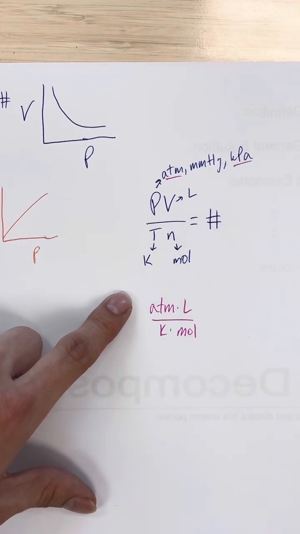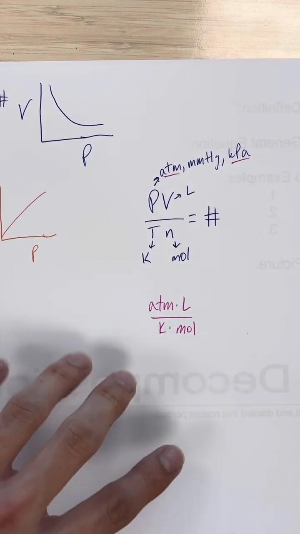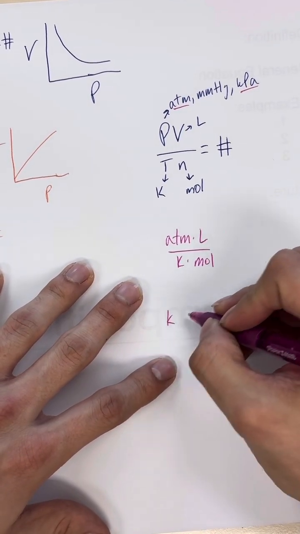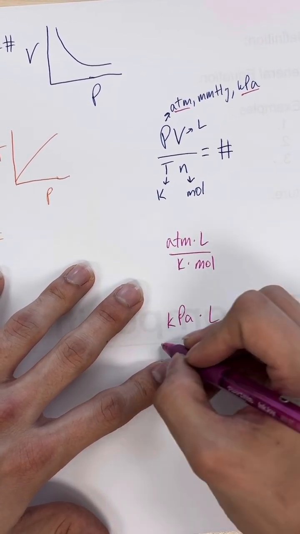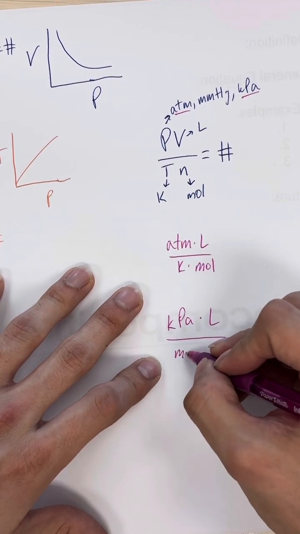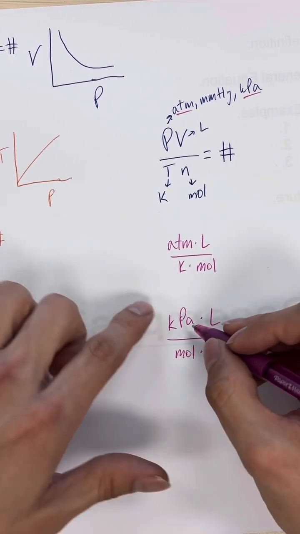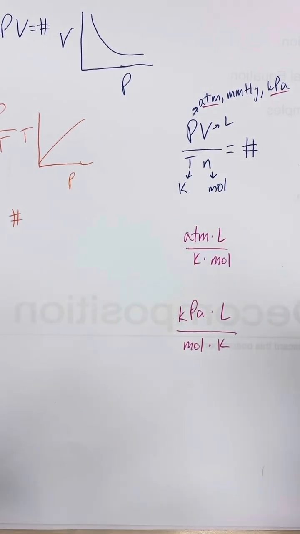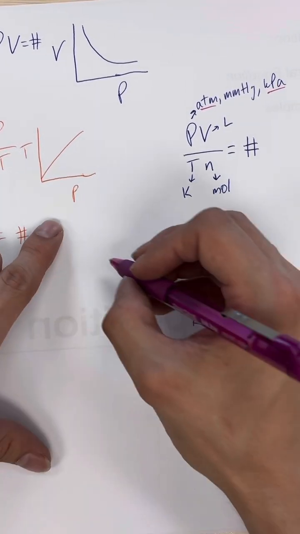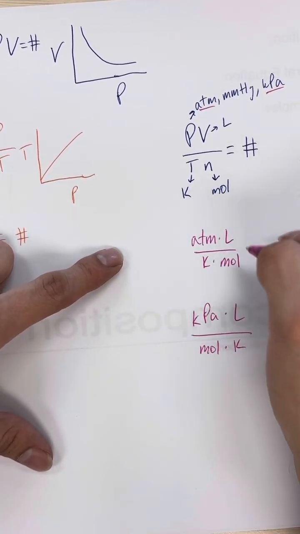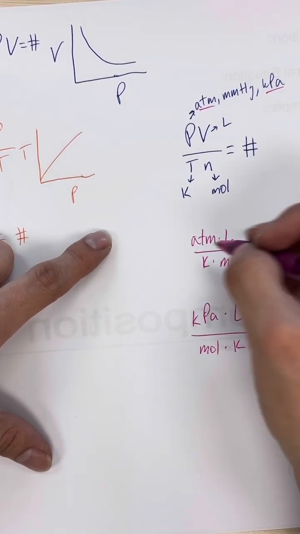kPa is also extremely common because that is the SI unit for pressure. So we could also see this as kPa times liters divided by moles times Kelvin. Doesn't matter what order, but usually you'll see it in this order, whatever. And then the numbers that go with these just come from plugging these in for an ideal gas. And we'll talk about what that means in a second.